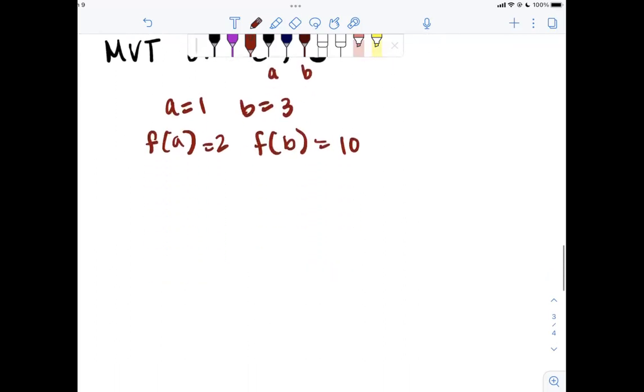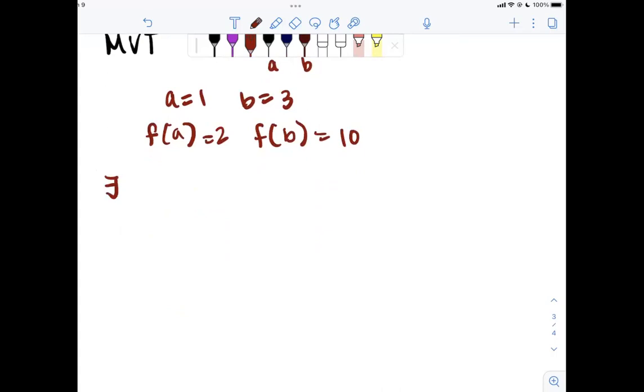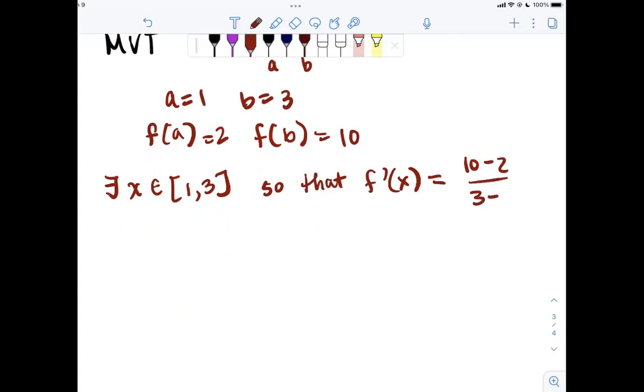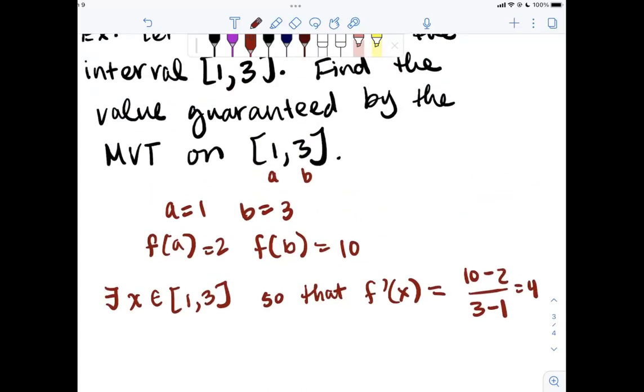And the mean value theorem tells us that there exists, this is a symbol for there exists if you haven't seen it before. It's just shorthand notation, so I might use that sometimes. So there exists some x between, so in the interval from 1 to 3, so that the derivative is equal to f of b minus f of a, so 10 minus 2 over 3 minus 1, so b minus a. So that's 8 over 2, which is 4. So there's a point where the derivative is 4, and we need to find this point.